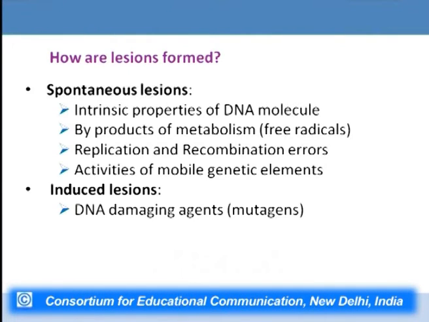Or there might be replication and recombination errors in the cells, and this causes lesions or damage to the DNA. Or there might be activity of mobile genetic elements or transposons moving from one place to another, and this will lead to breakage in the DNA or damage in the DNA. Secondly, there might be induced lesions which occur because of presence of DNA damaging agents, also known as mutagens.